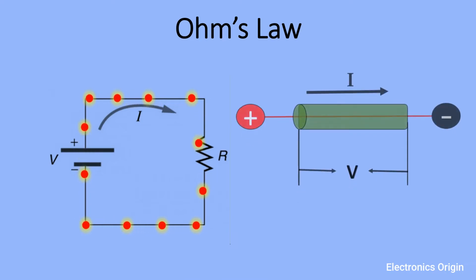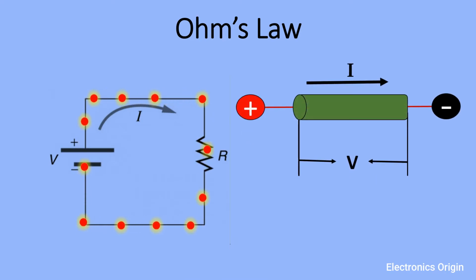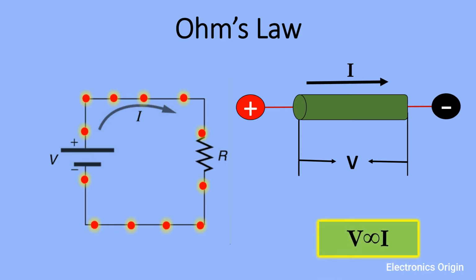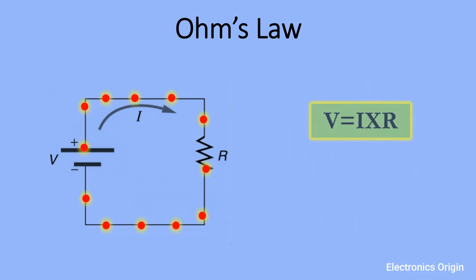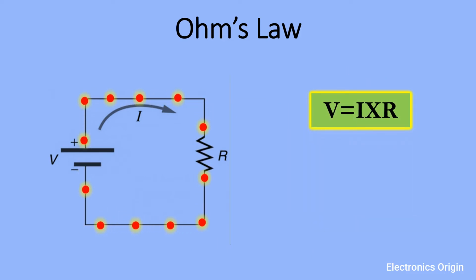Okay, let's see Ohm's law explanation. One of the most basic and important laws of electric circuits is Ohm's law. Ohm's law states that the voltage across a conductor is directly proportional to the current flowing through it, provided all physical conditions and temperatures remain constant. Mathematically, this current and voltage relationship is written as V = I × R.